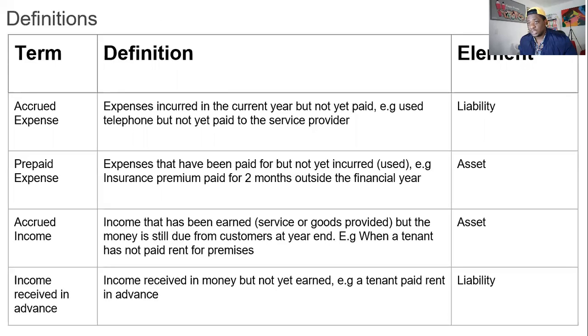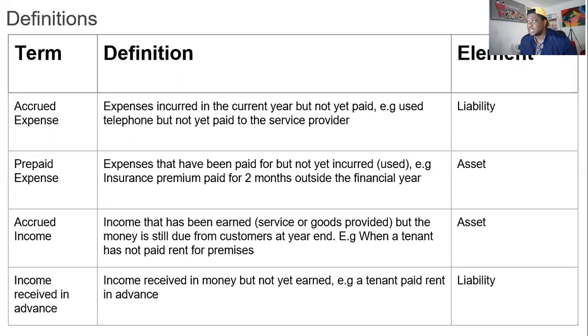So let's look at the definitions here. The first thing that you have there is an accrued expense. These are expenses incurred in the current year but not yet paid, e.g. used telephone but not yet paid to the service provider. It is quite clear. If you use airtime, keep calling people, and then they send you an invoice at the end of the month, and you haven't paid it at the end of the year, that will be an accrued expense. You would have to include that in your expenses in the income statement.